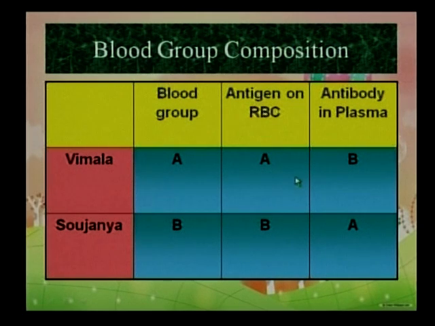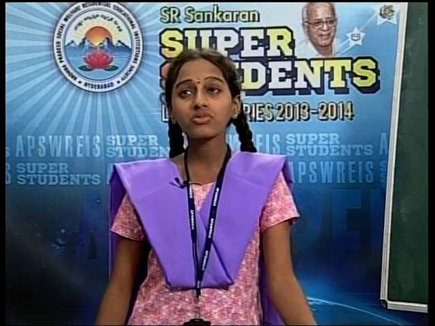Okay. So, if Saujanya's blood is transfused into Vimala, there is a clumping of RBC in the recipient's blood. That's why it doesn't match. From this, we know that a person with B blood group should not be transfused into A blood group, and a person with A blood group should not be transfused into B blood group. If the required blood group is not available, what can they do? O blood group is given.